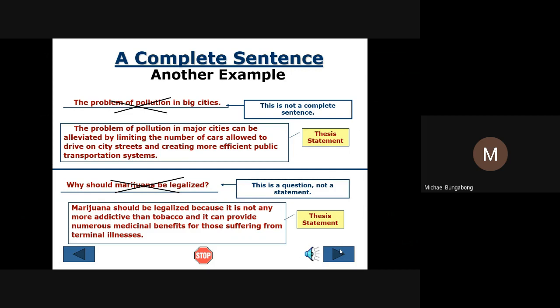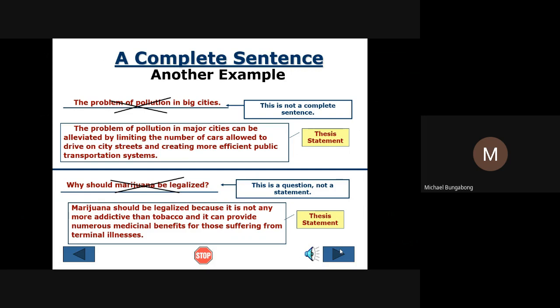No? So try to look at this one: the problem of pollution in major cities can be alleviated. Ibig sabihin, pwede namang gawin na limitahan ang mga number, no, ng mga sasakyan that they will drive in city streets, and dapat gumawa rin ng efficient public transportation system to make it organized, right?